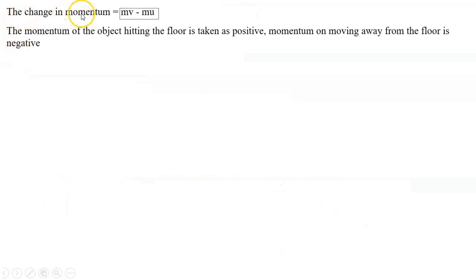Therefore, the change in momentum, as we understood from our previous video, is mv minus mu, where mv is the final momentum and mu is the initial momentum. The momentum of the object hitting the floor is taken as positive, whereas momentum on moving away from the floor is taken as negative. That is because momentum is a vector quantity and is represented by magnitude and direction.